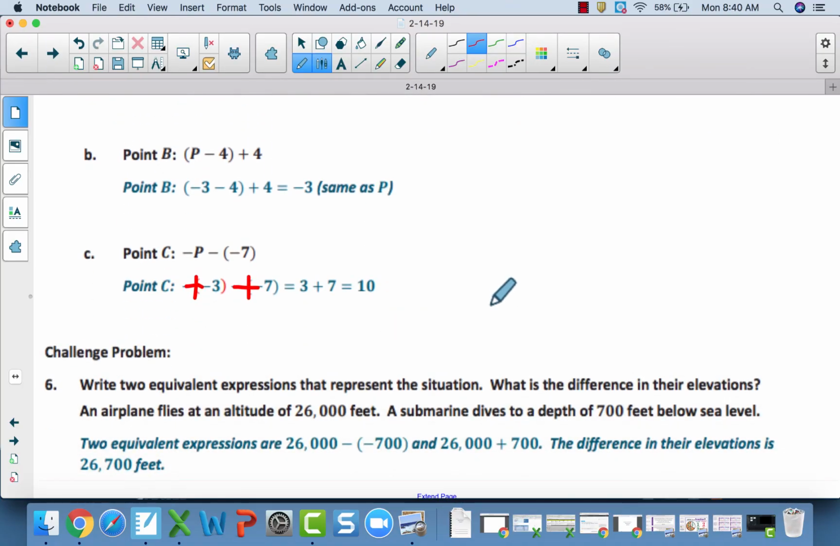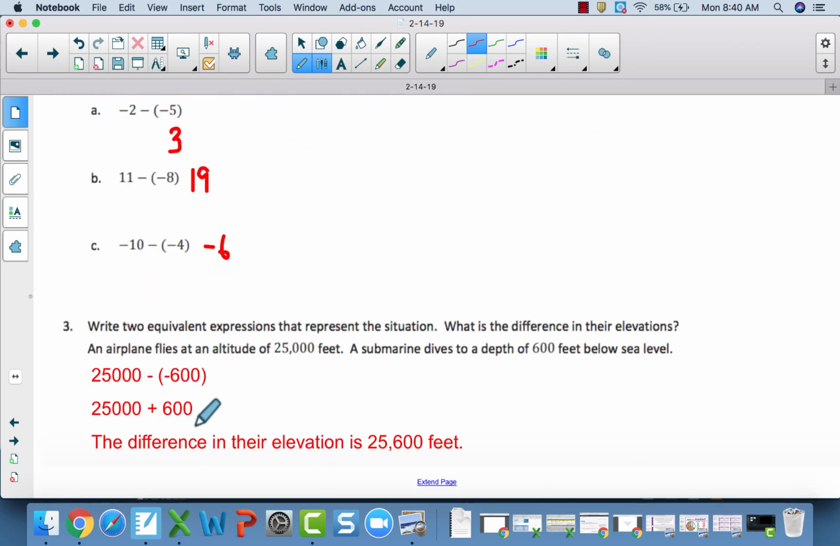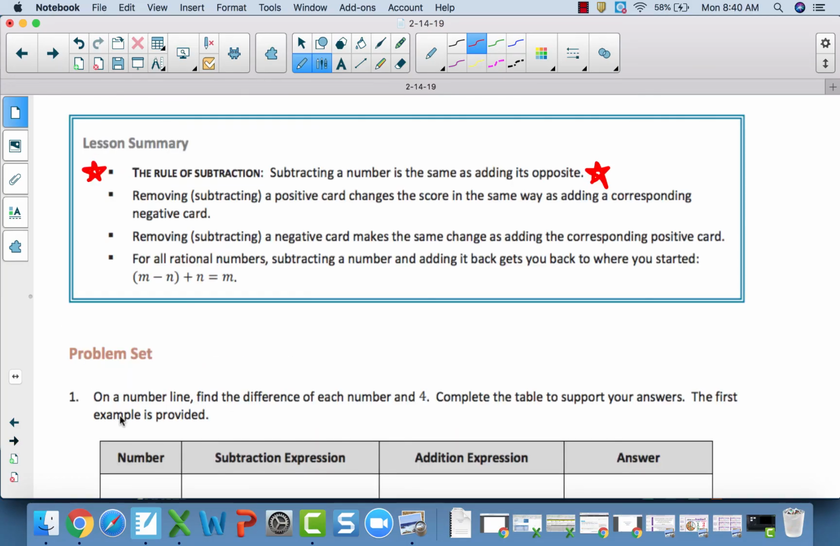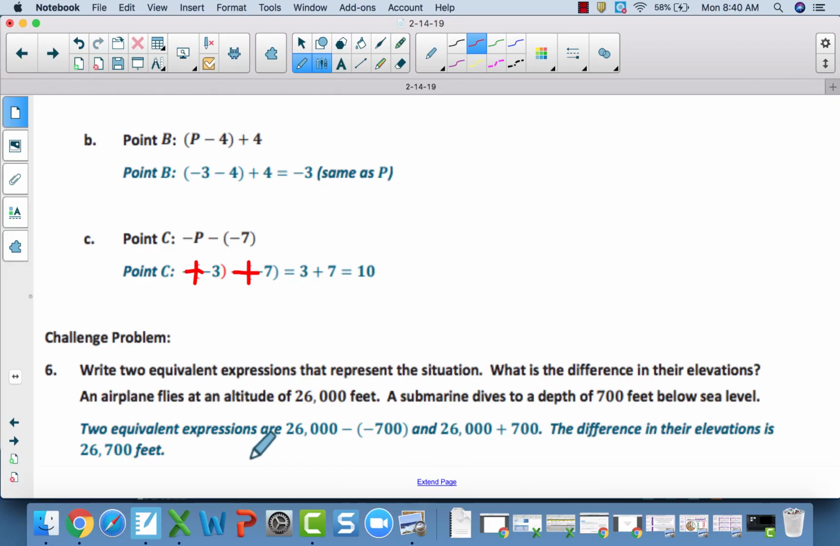Now, our challenge problem is very similar to the problem. If I go back a few slides, it is essentially the same as this problem. So is it a challenge? Maybe slightly, but if you just flip back a little bit in your notes, you should be able to answer this. The 2 equivalent expressions are 26,000 minus -700, which would be the same as 26,000 plus 700. Using that keep, flip, change, these 2 negatives make a positive, basically. The difference ends up being 26,700.